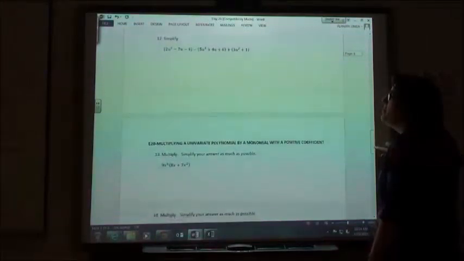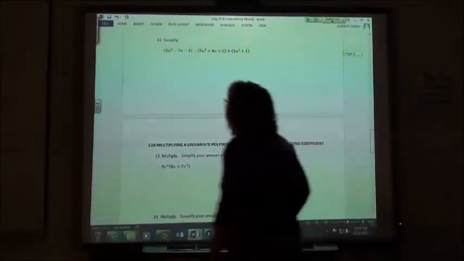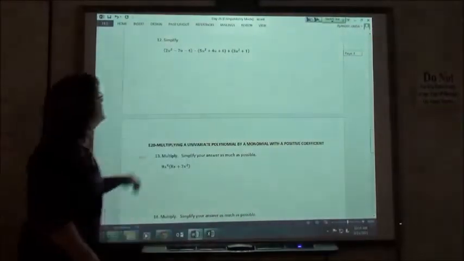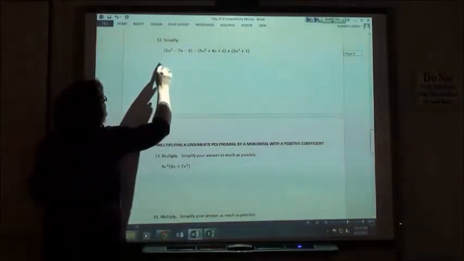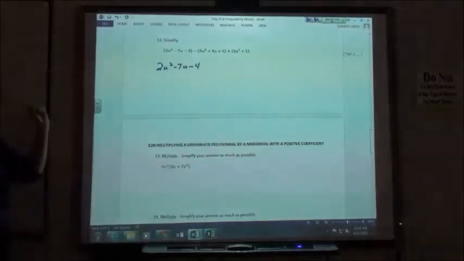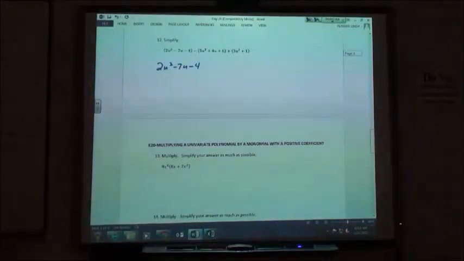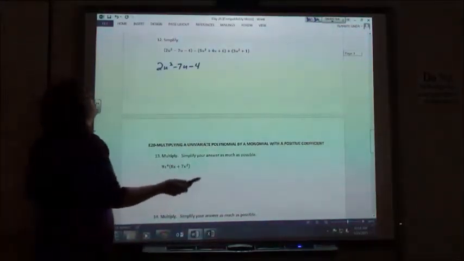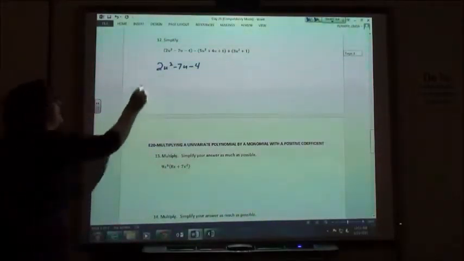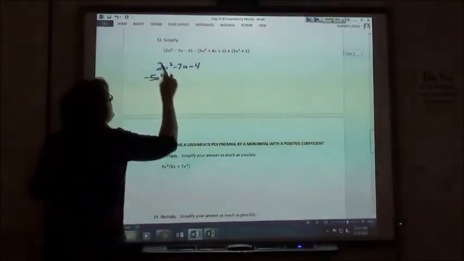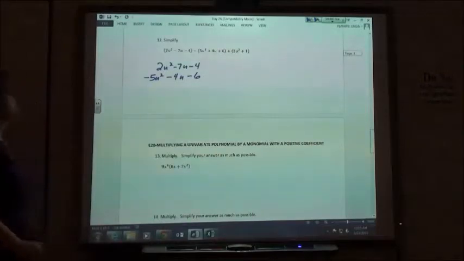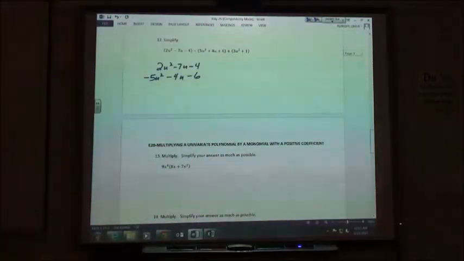So, number 12 here. Simplifying that, we're subtracting and adding, and so first one's going to stay the same. 2u squared minus 7u minus 4. The second one we have to do the opposite, so what are we going to have? Minus 5u squared, a minus 4u, and a minus 6.